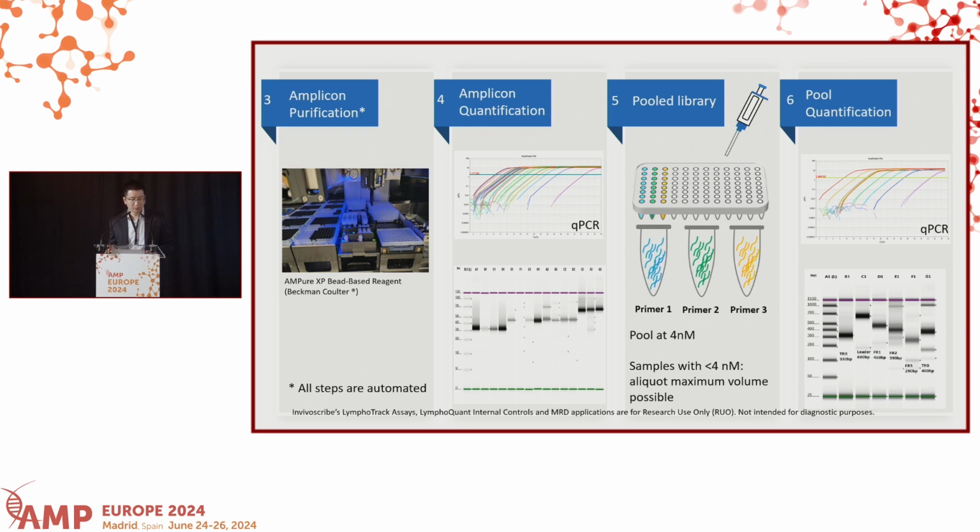We pool libraries separately by primer type at 4 nanomolar. If the samples are less than 4 nanomolar, we aliquot the maximum volume possible. After pooling, the pools are quantified by another round of qPCR and automated electrophoresis.